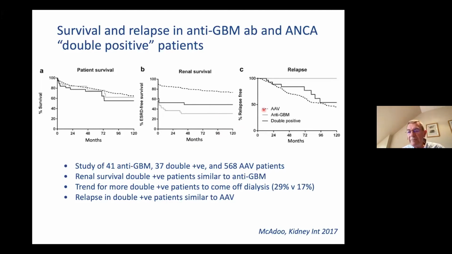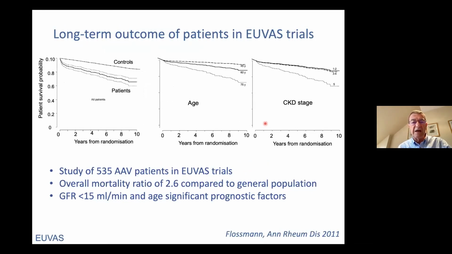But when we look at relapses, you'll find the double positive patients relapse just like the vasculitis patients, whereas none of the anti-GBM patients relapsed. So you do not need maintenance therapy for the single positive anti-GBM patients, but you do for the double positive anti-GBM patients, just like you do with ANCA vasculitis. So what of long-term outcome in these cases?